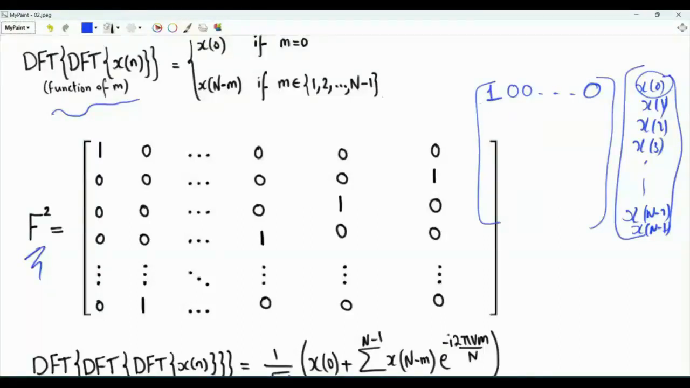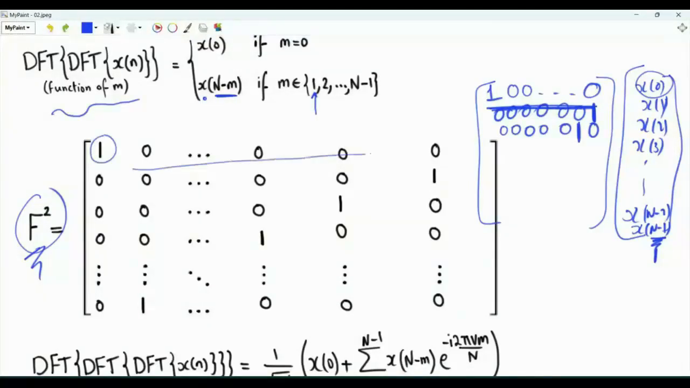What is the next output? If small m is equal to 1, then the output is small x at big N minus 1. So the next row below the topmost row should have 1 as the last element, and the other entries in the row should be 0. Then to obtain the next output, we should have a 1 here to be multiplied by x of N minus 2, and then the remaining elements in the row are 0, and so on. This is F squared. As we can see, matrix F squared is a real valued matrix.